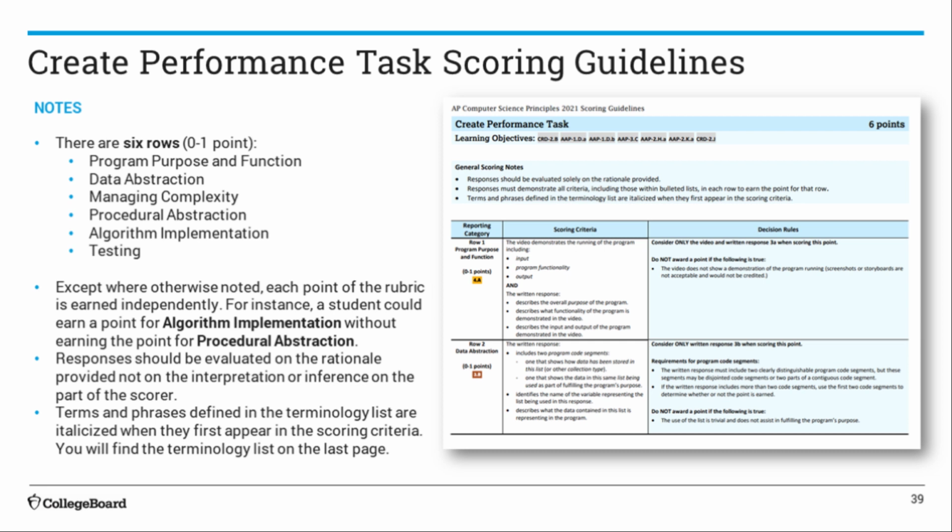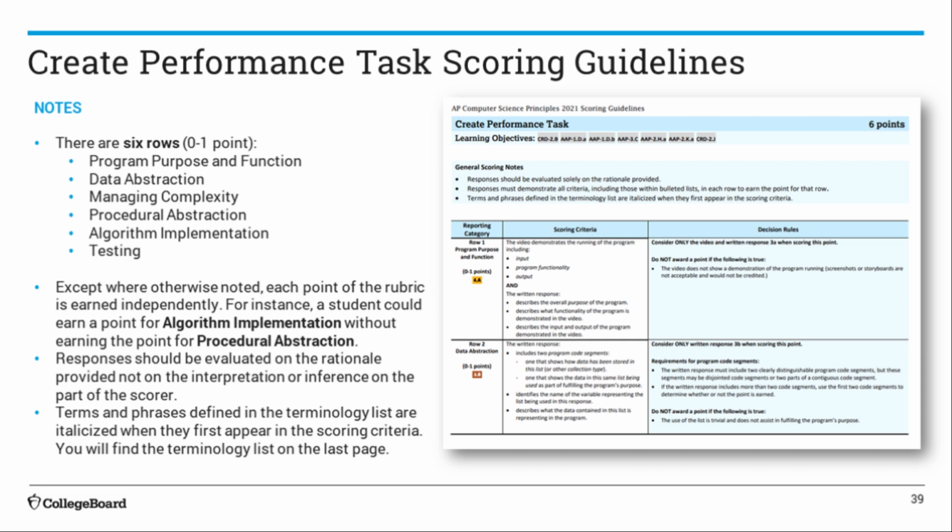Some questions that were submitted prior and this evening was, well, what's the weighting? There are 6 rows, but is there a row that I should pay more attention to because it's more important than other rows? And the answer is no. There are 6 rows. Each is worth 5% of your overall grade because Create is 30%. So each of these is 5%. They're all equally weighted.